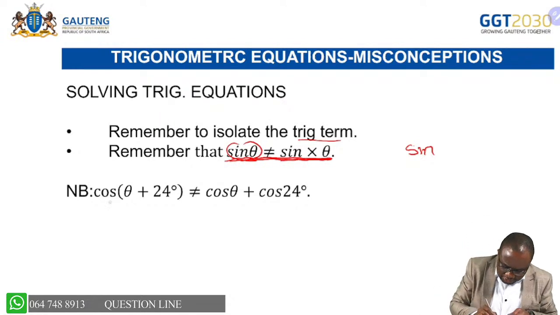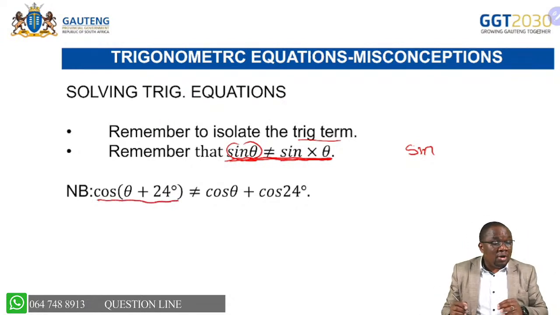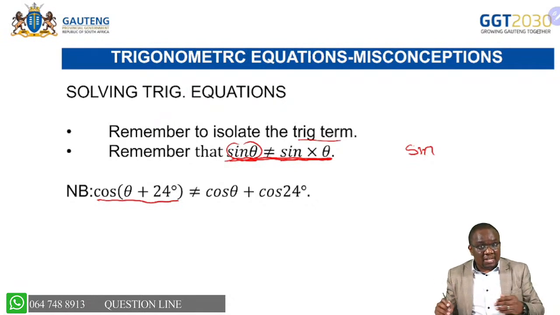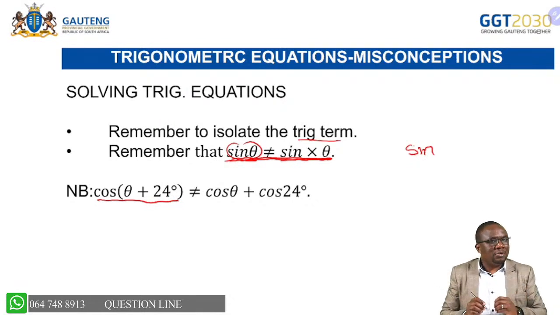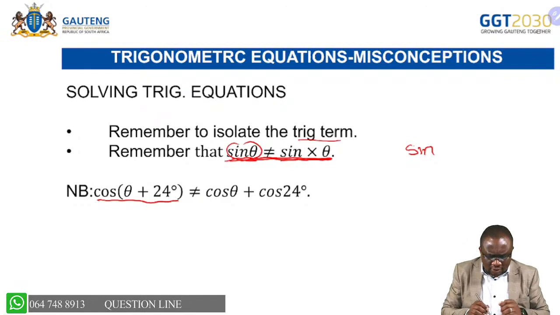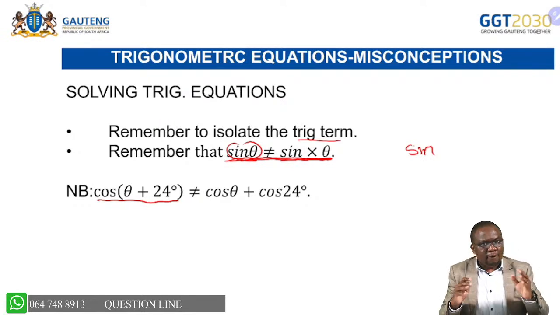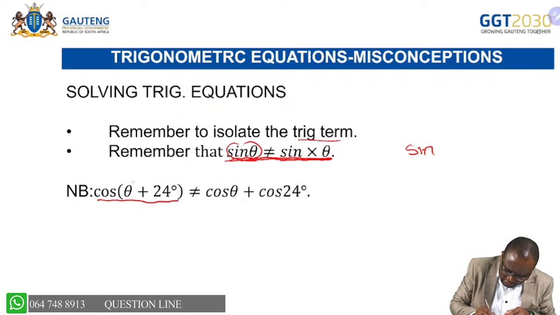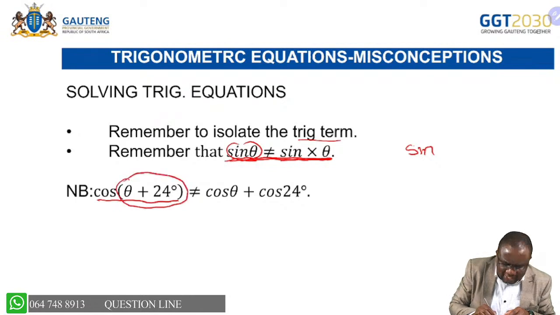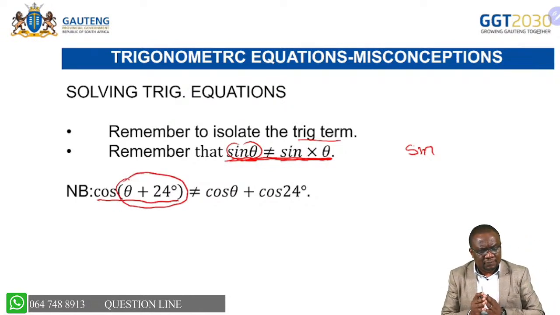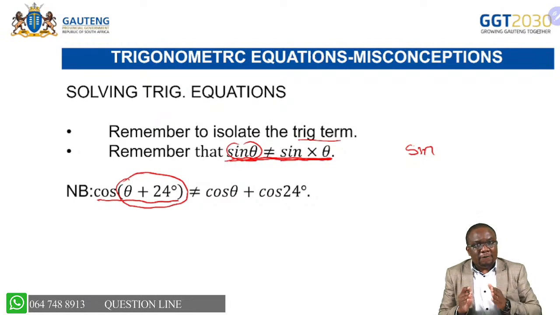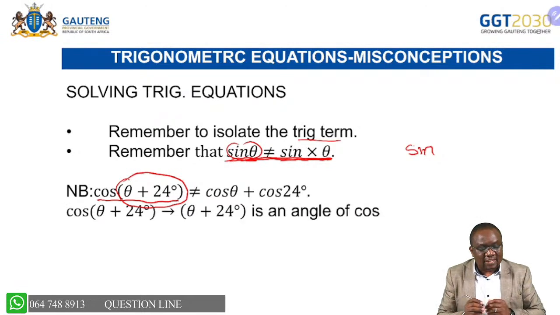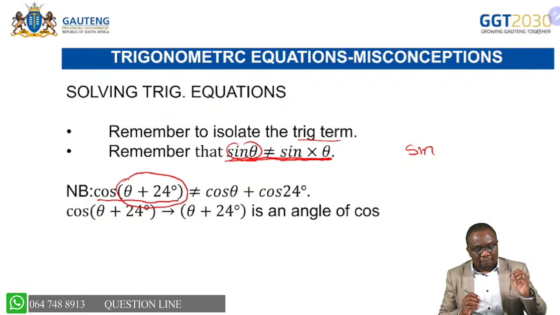And then this one also, we know our distribution from algebraic expressions, but we don't do that here. This is cosine of angle theta plus 24. So this theta plus 24, what is it? It is our angle. So theta plus 24 is the angle. You cannot distribute cos and start saying cos theta plus cos 24.